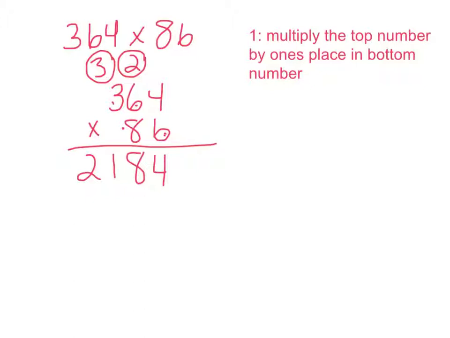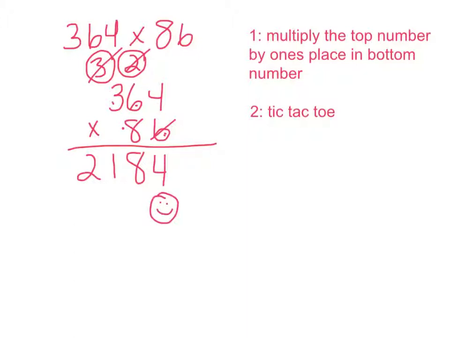My second step, okay, is going to be tic-tac-toe. Okay. What I mean by that is we're going to cross out the numbers that we're done with. That way we don't accidentally use them again or they don't confuse us. So I've got tic-tac-toe.